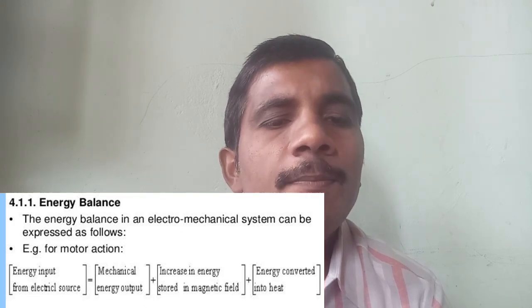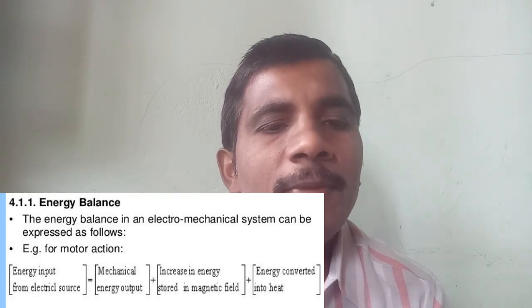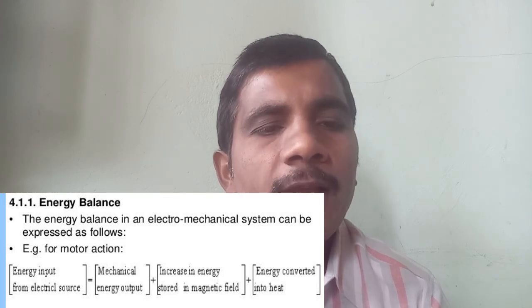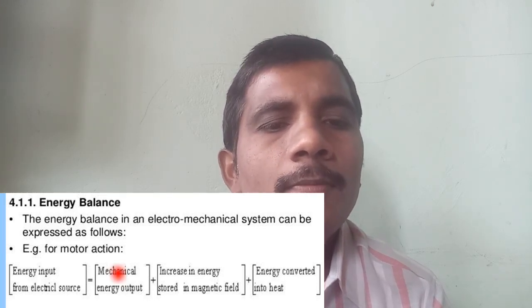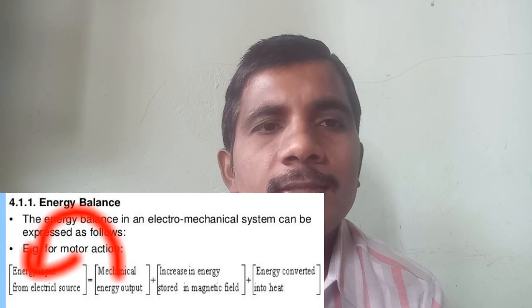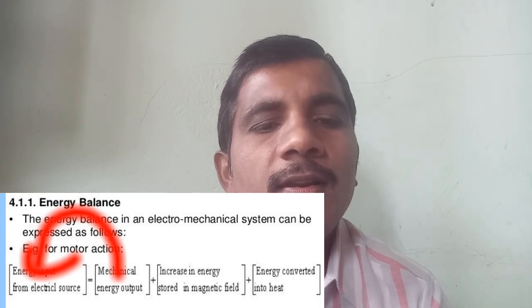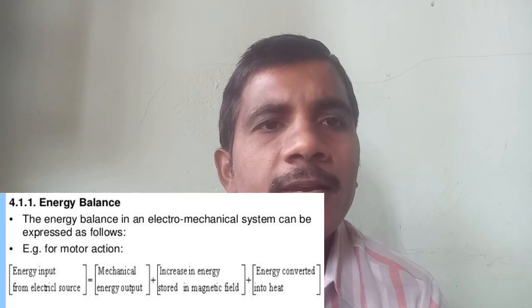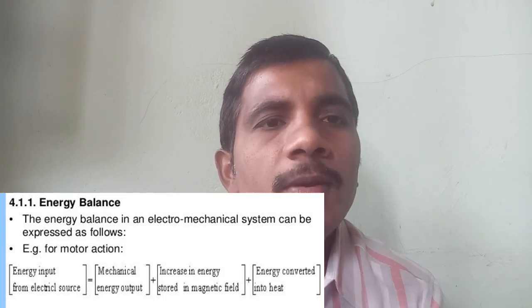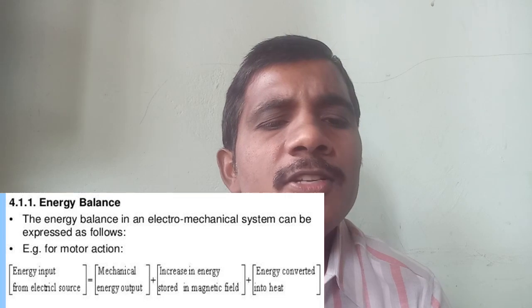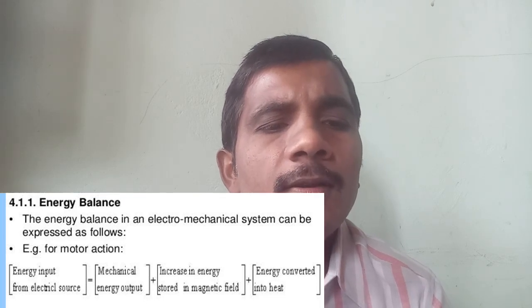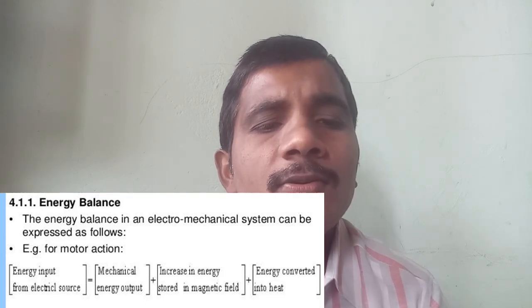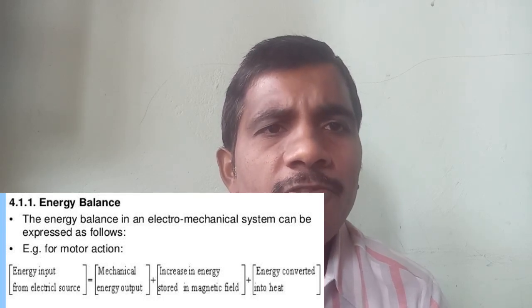First we give the electrical power input, and after overcoming all the losses we get the mechanical output. Mechanical output equals electrical power input minus electrical losses, that is I square R losses, plus field losses or iron losses, plus friction and windage losses. These losses take place in bearings on moving parts. Similarly, mechanical energy output equals electrical energy input minus I square R losses, minus iron losses, minus constant losses, that is friction and windage losses.